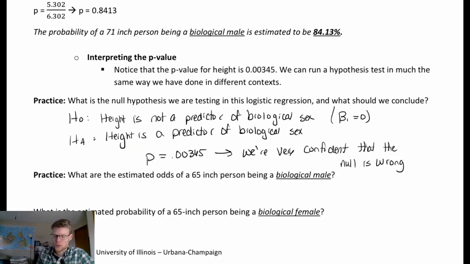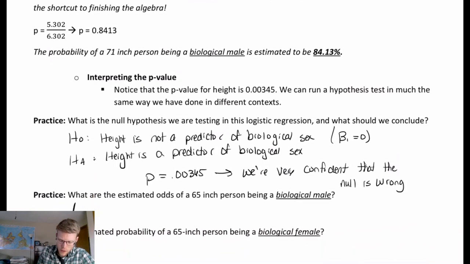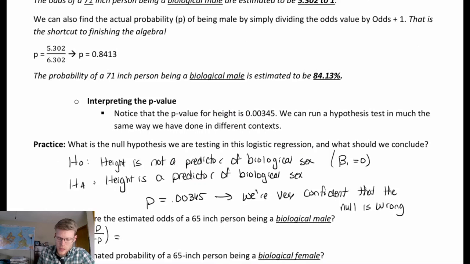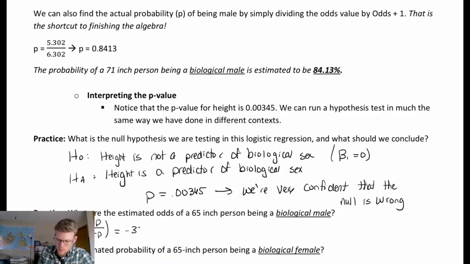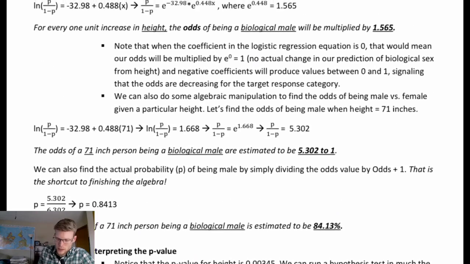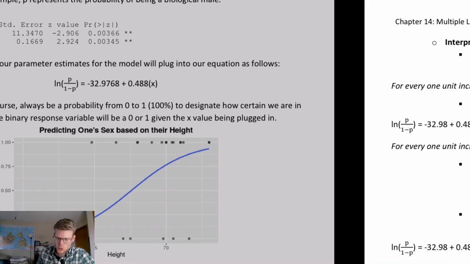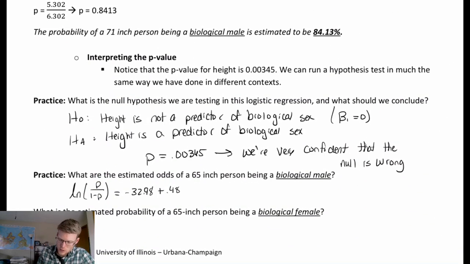Okay, so the estimated odds of a 65-inch person. I'm going to take this equation. It's going to be the log of p over 1 minus p equals negative 32.98 plus 0.488. Oop, is it 488? It's 488, yes. I don't know why in my head I thought it was 448. Okay, 488 times this height of 65. I'm going to solve the right side of this first because that will be the easier part.